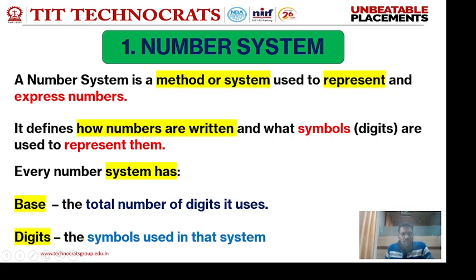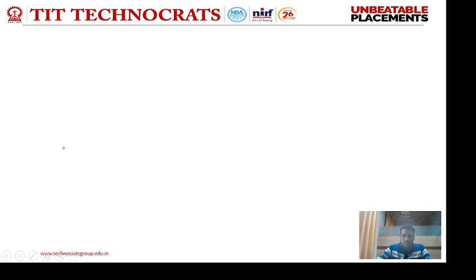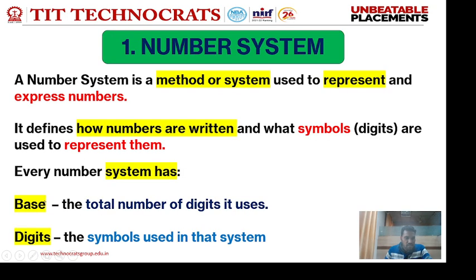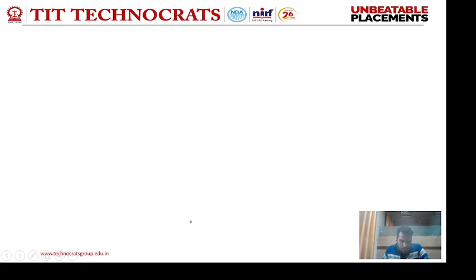Every number system has two points. Number one is base. Base is the total number of digits a system uses. And digits are the symbolic representation in any system. Digits are 0 to 9.